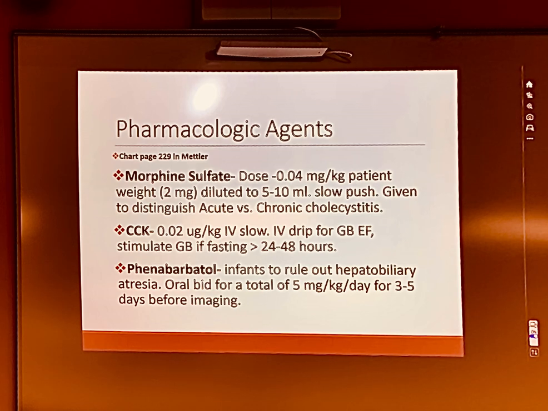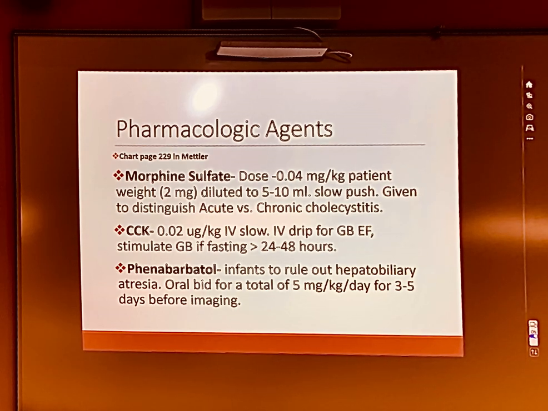So there is a chart in Metler on page 229 of all the pharmacologic agents that you use for a HIDA scan, right? Morphine sulfate is your morphine that we were talking about, CCK and phenobarbital. So morphine is 0.04 milligrams per kilogram of patient weight. It is always diluted into 5 to 10 ml and given as a slow push to the patient. Okay?